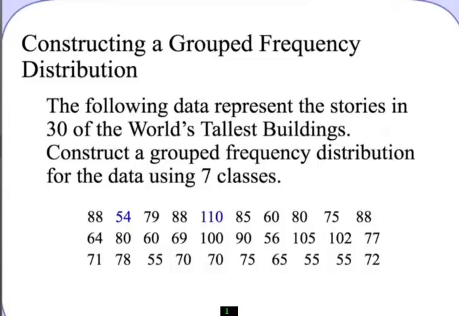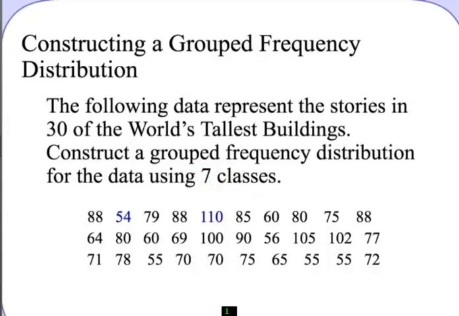This example suggests that we're going to construct a grouped frequency distribution. The following data represents the stories in 30 of the world's tallest buildings. So the number of stories in 30 of the world's tallest buildings. We want to construct a grouped frequency distribution for the data using 7 classes.